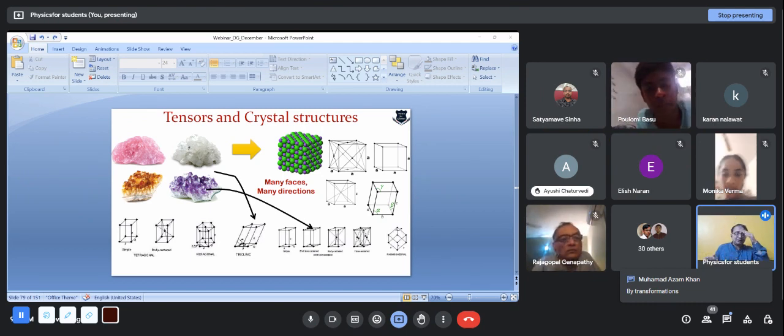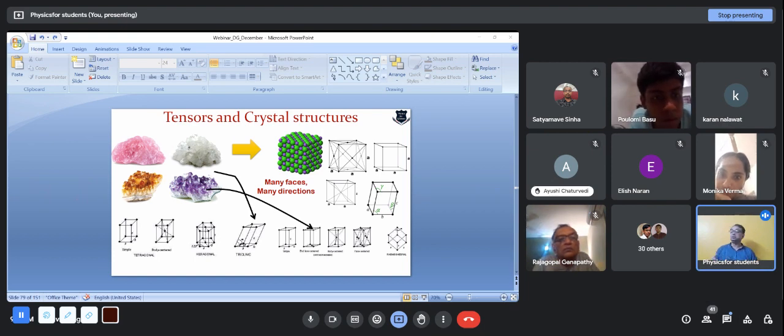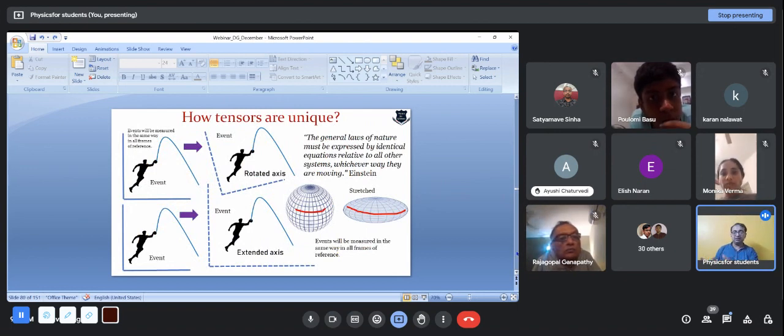Originally, by transformation, tensors were actually invented through the use of crystal structures. When mathematicians started to study crystals, they invented tensors because crystal structures have many directions. Also, you see here a person throwing a ball in one frame of reference. The same ball is being thrown when it is rotated and when it is extended. So how can I measure the throwing of the ball if the frames are changed?